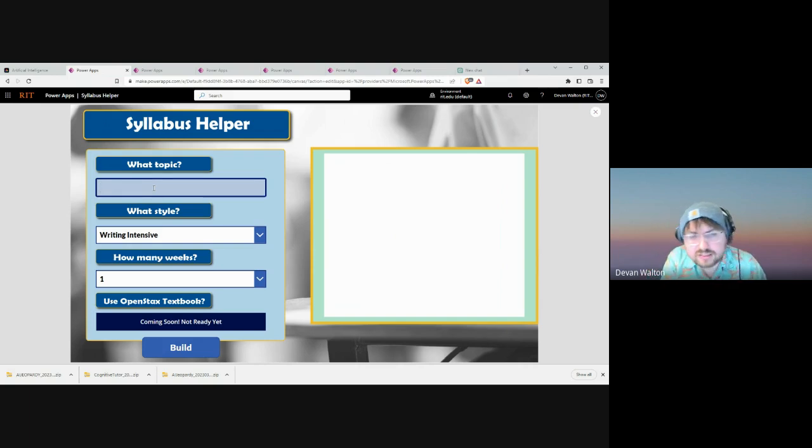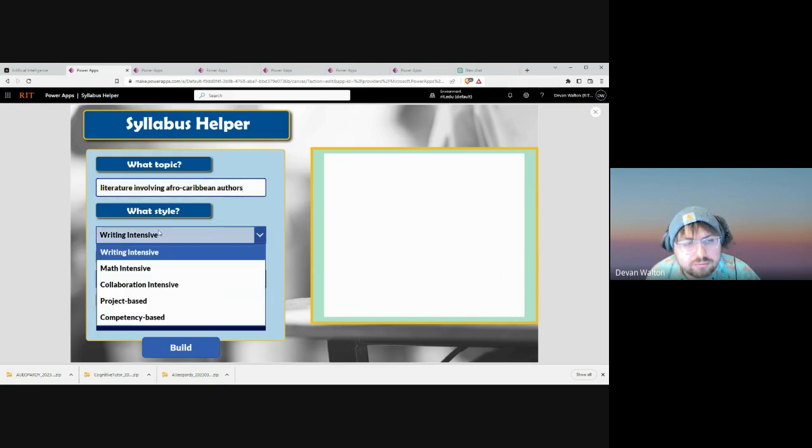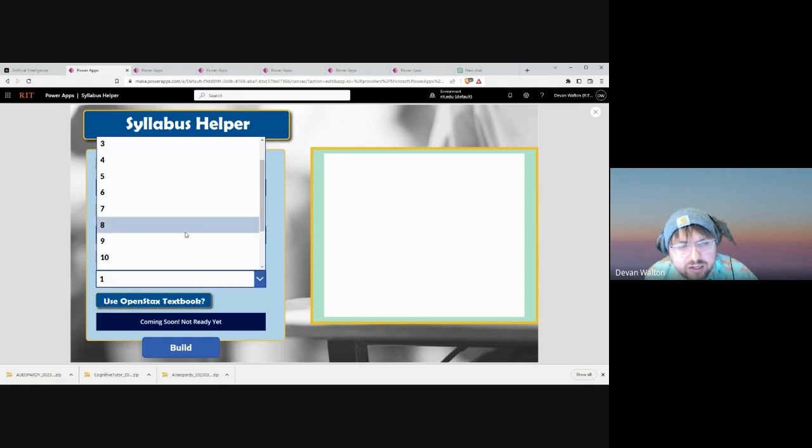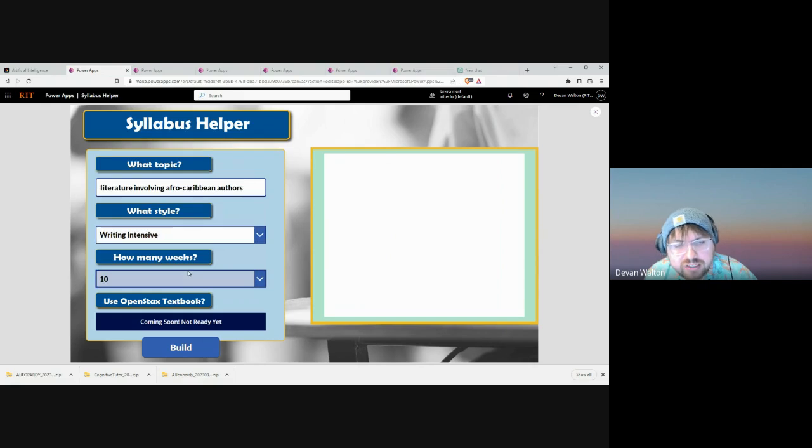Let's pick a literature course involving, let's say, Afro-Caribbean authors. And we could select the style. For now, we could do it collaboration based, but let's still do a writing intensive course. And let's just say 10 weeks. We'll make a 10-week syllabus for a writing intensive course about literature involving Afro-Caribbean authors.